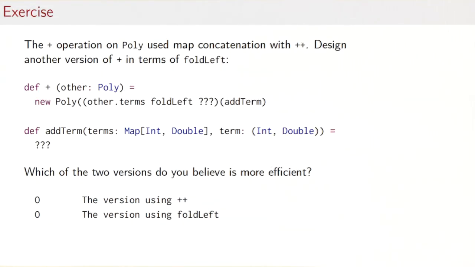So what I'd like you to do is write plus as follows. It takes another polynomial and creates a new polynomial where you apply a fold left operation to the other terms as a collection, and you have to figure out what the unit element here is, with an operation addTerm as the combining operation. And again, addTerm I would like you to implement. Once you've done that, you are able to answer the following question: which of the two versions do you believe is more efficient? The version using plus plus or the version using fold left?